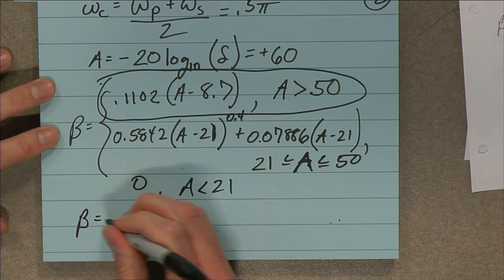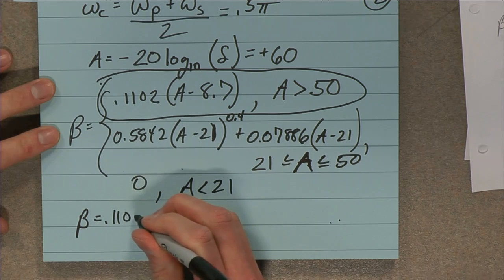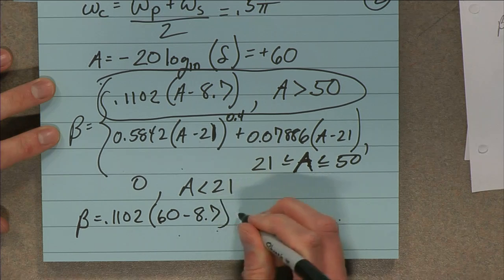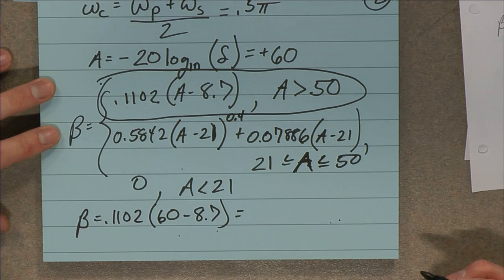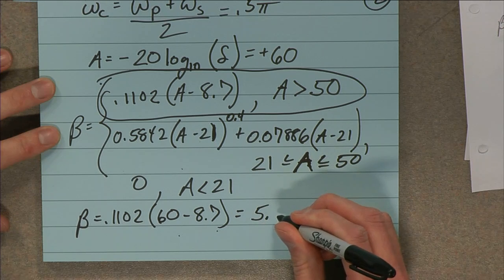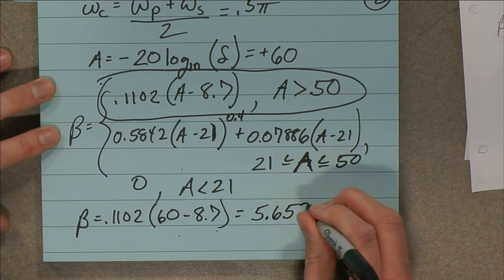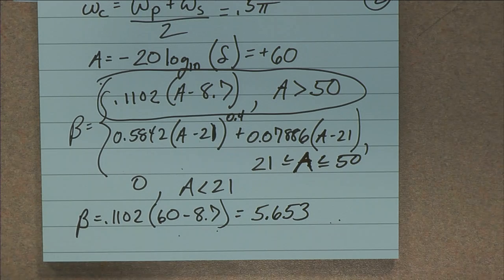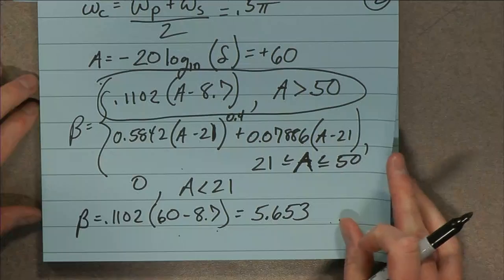So for us, beta is going to be 0.1102 times (60 minus 8.7). Using your calculator at home, hopefully you'll get 5.653. So this is the shape parameter that we need to use. We've got those two, and I think we just have a few parameters left.